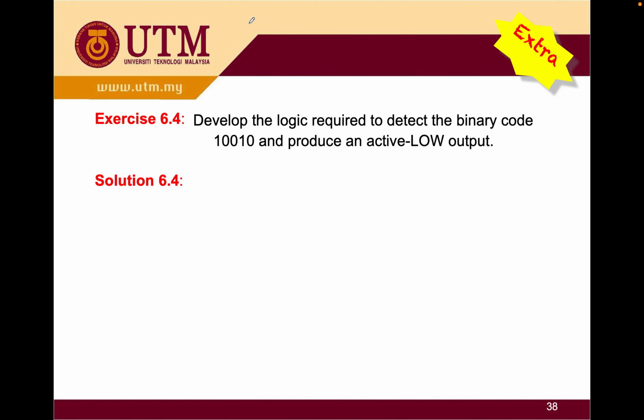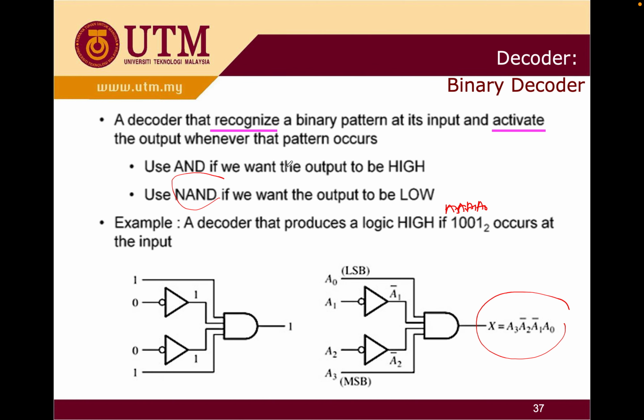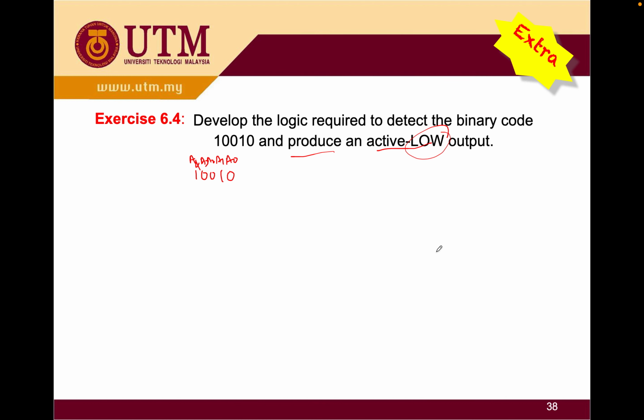You can determine the logic required to detect the binary code. We have A4, A3, A2, A1, and A0, and produce an active low. Just now it was already mentioned to you, active low, you're going to use what? Then go back here for active low. This is for our active high. This is our active low.